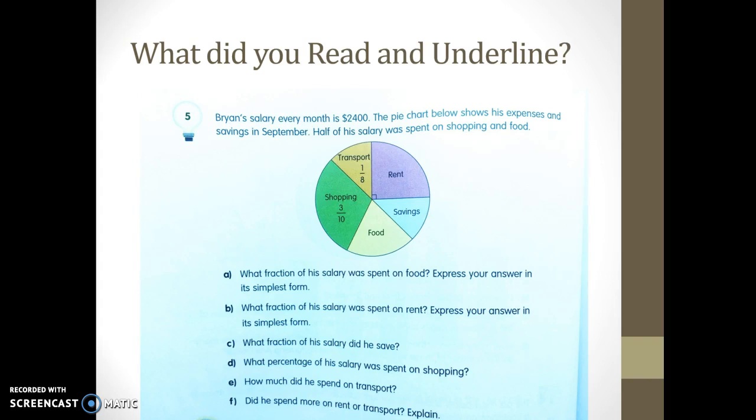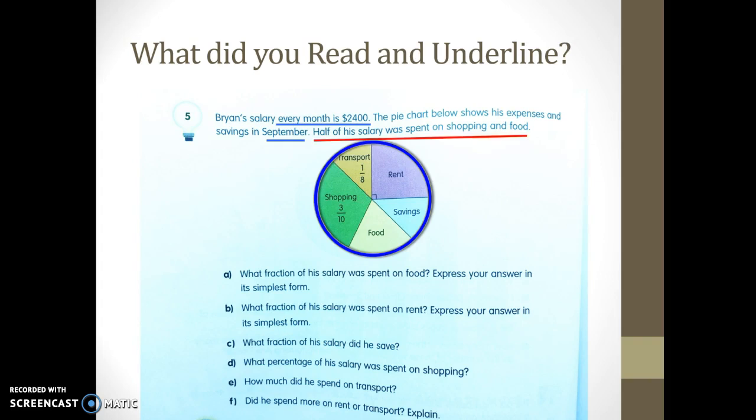Alright? Now, I'm sure you underlined every month is 2,400. That is the amount of money Brian earns every month. And we know that this pie chart represents his savings and expenses in the month of September. So what does that mean? It means his entire pie represents the entire month of September and how he spends his money in that month.